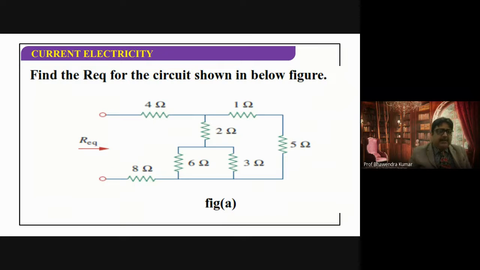This can be done by different methods. Series and parallel is one of those methods. So try to find out. All of you are able to see the question clearly? Or any difficulties there?